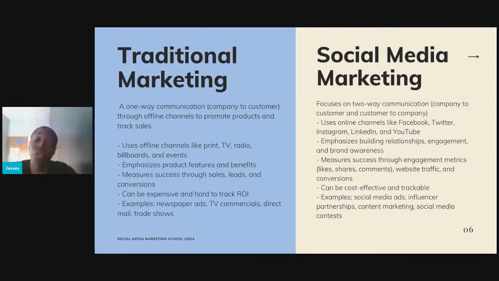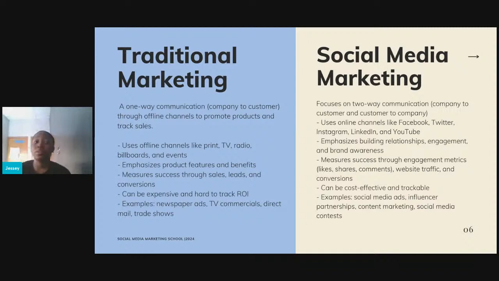So we have two types of marketing. We have the traditional marketing, and then we have social media marketing. Traditional marketing is a one-way communication that is from company to a customer through offline channels to promote products and track sales, right? So this is limited in the sense that it's just the company that is communicating with the audience, the customers, right? Me as a company, I am just preaching about my brand. I'm telling you the features. I'm telling you things that you stand to gain as a customer. I am not directly hearing you. I don't exactly know what your feedback is or what your experiences with this brand are. There is no personal relationship.